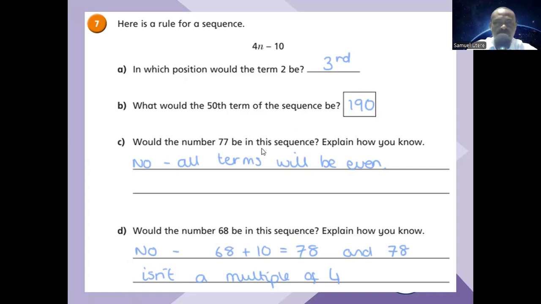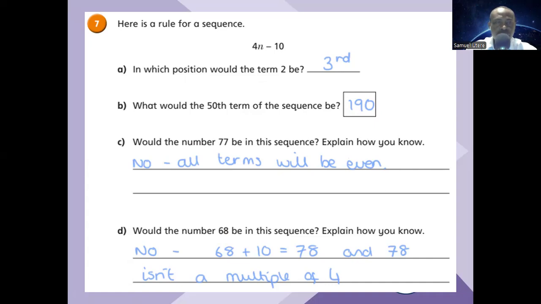And then would the number 77 be in this sequence? Explain how you would know. No, all the terms would be even. So 77 would not be in the sequence. And you can notice that by finding out the first term, second term, third term of the sequence, you will see a pattern, and then you can clearly see that all the terms are even. So you're not going to get 77.